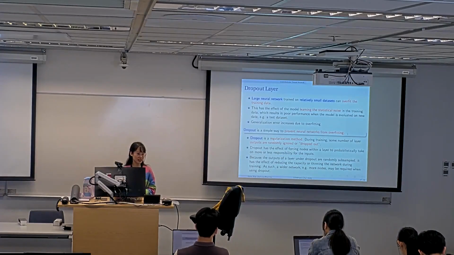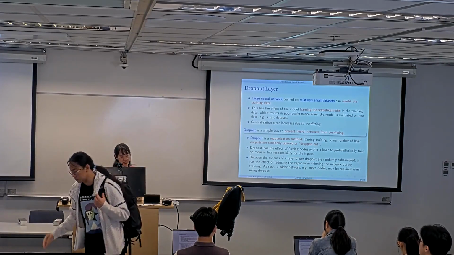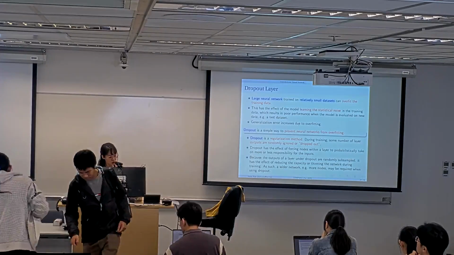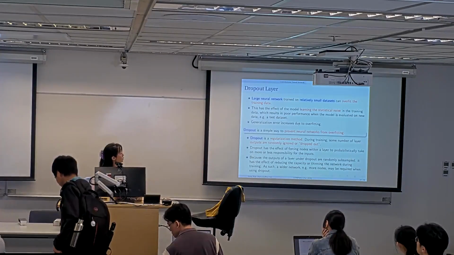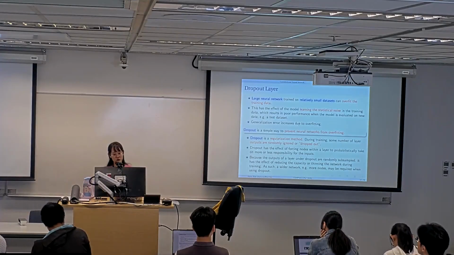For example, a test data set. If you find that during training the loss is decreasing, but the accuracy or the loss on the validation data does not look good, then that's overfitting. The generalization error increases due to the overfitting. In this case, we can simply apply the dropout layer to prevent overfitting.